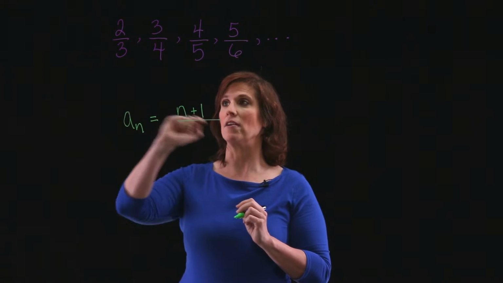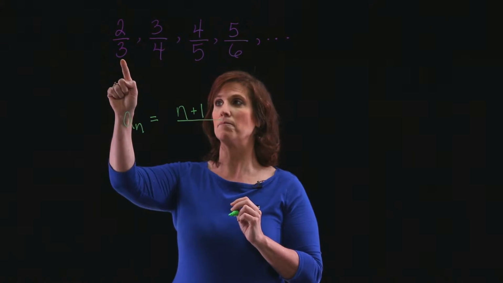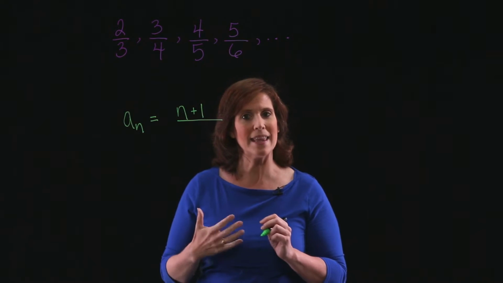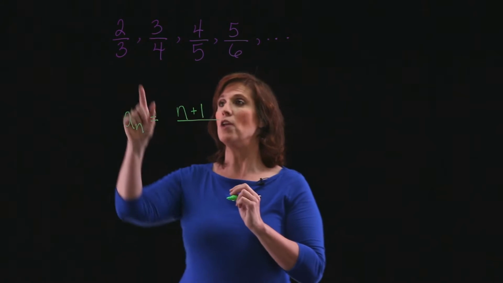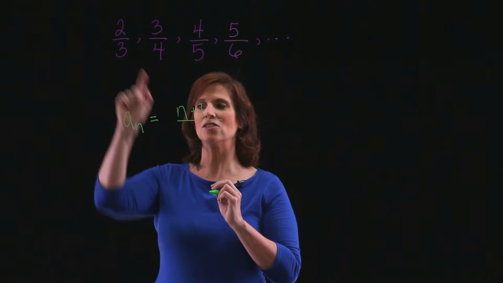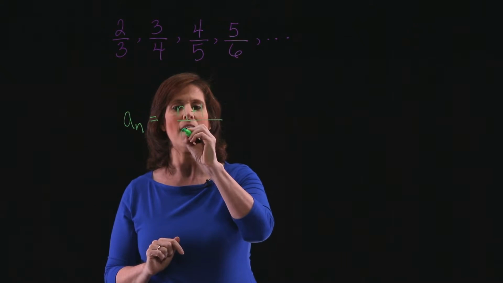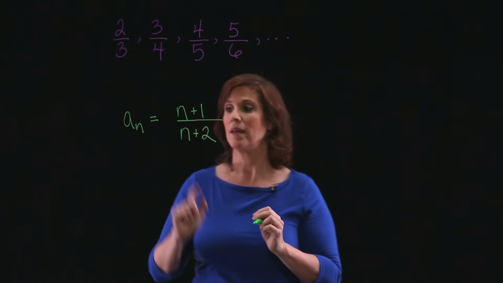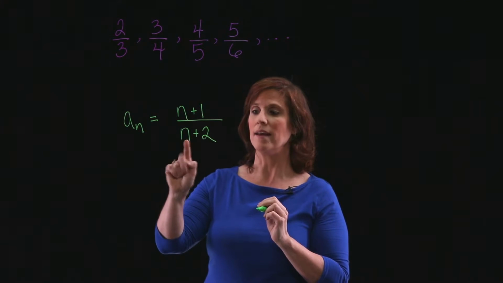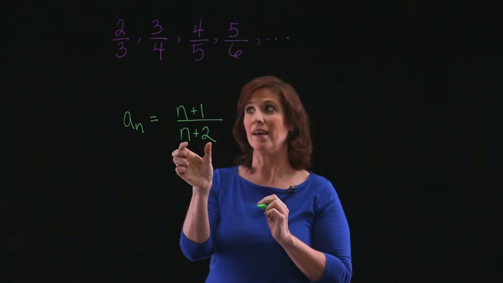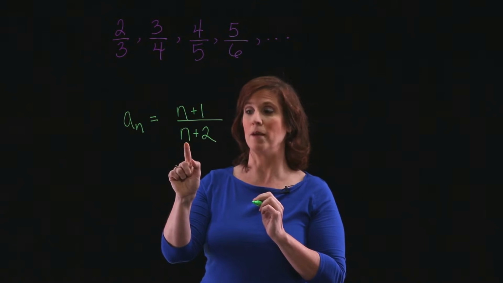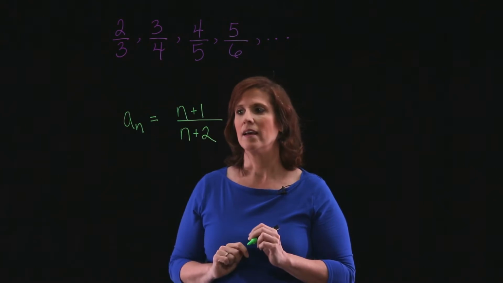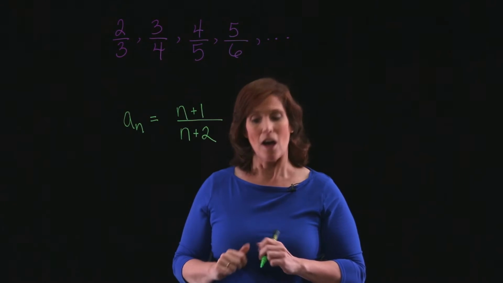Let's take a look at the denominator. Again, I'm increasing by increments of 1. I'm going from 3, 4, 5, and 6. So again, I think I want to add 1. But notice where I have to start. I need to start at 3. So instead of adding 1 to n, let's add 2. Because now when n is 1, my denominator will be a 3. The next time through, my denominator will be 4 because I'm adding 1 each time. So that's my expression. All right.